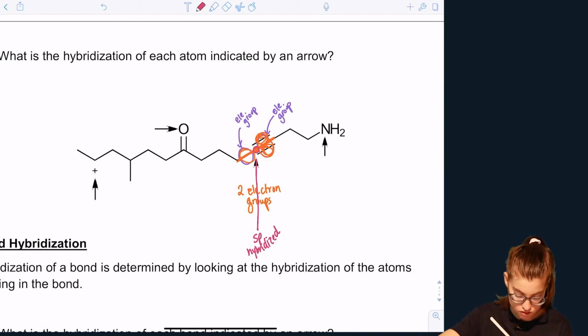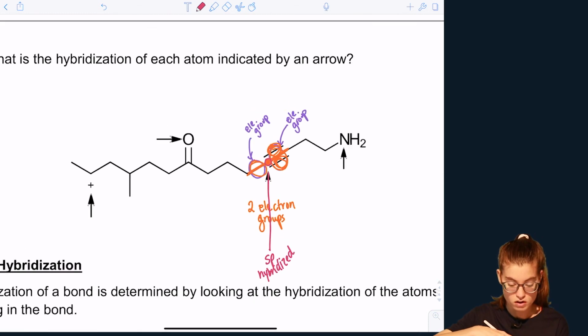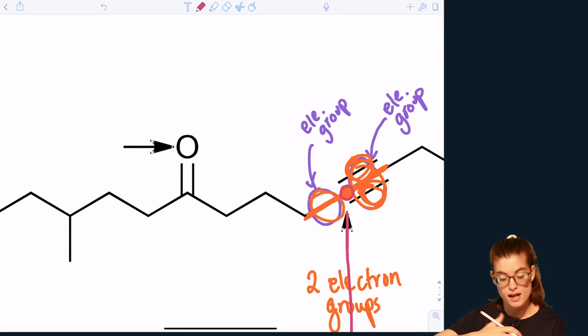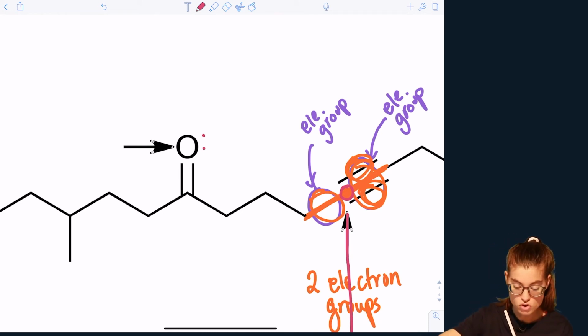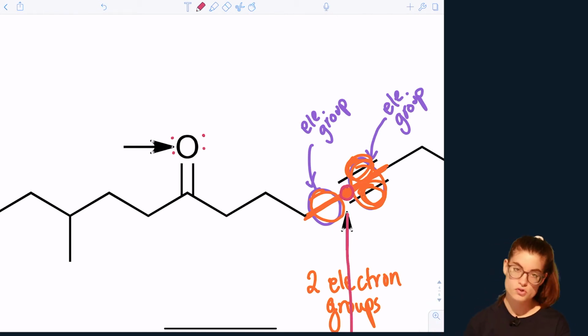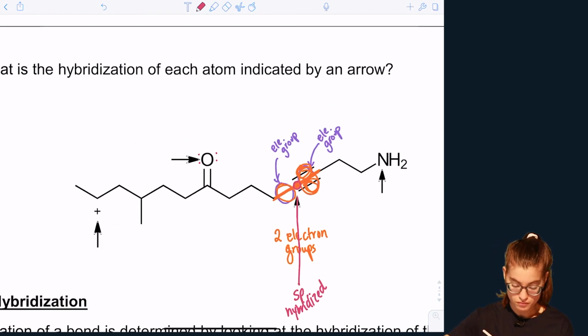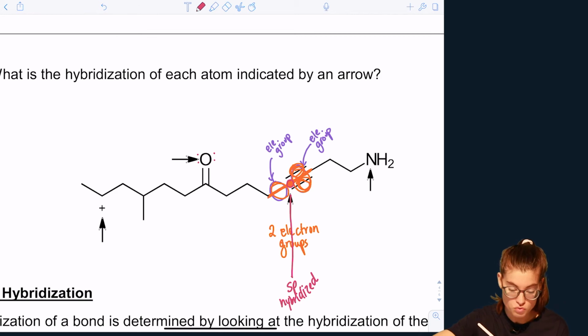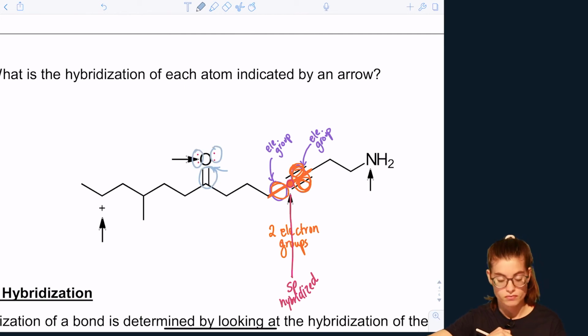Let's look at this oxygen. So first of all, we have not drawn everything that is on this oxygen, right? The oxygen has 2 lone pairs that nobody drew. But remember, sometimes people don't draw lone pairs. You're expected to know when there needs to be lone pairs and when there doesn't. So, how many electron groups does our oxygen have? Well, 1, 2, 3. The answer is 3.